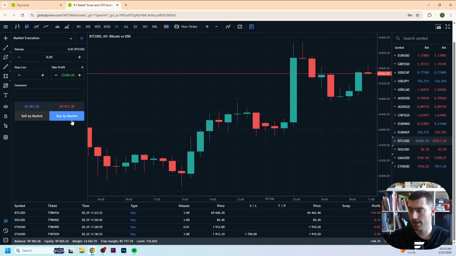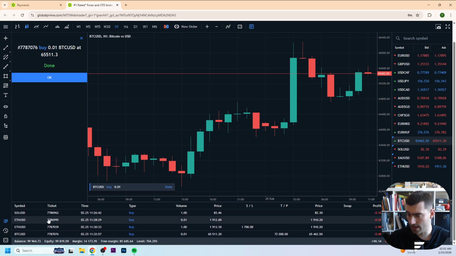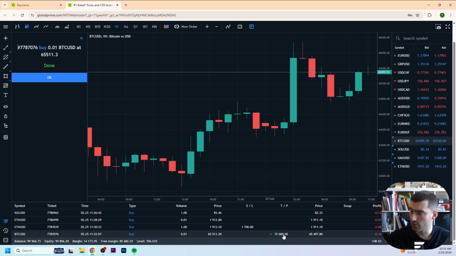Then right now, if you click here on buy by market and we scroll down, you will find right here that we created ourselves a position at this price. And at TP, take profit, it will take our profit at 72K. And that means that it will close our trade automatically and will take the profit that we make. But this is exactly how you can take profit on Global Prime.